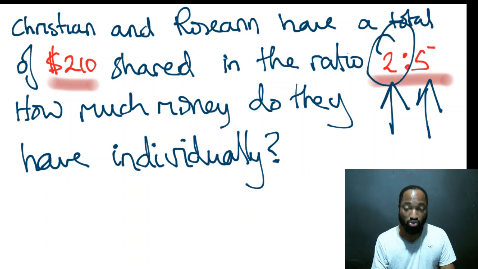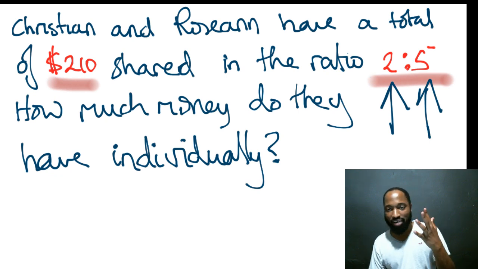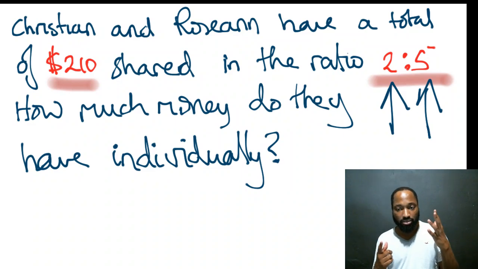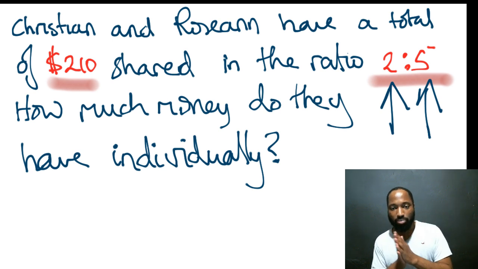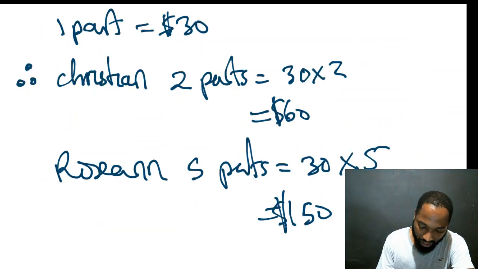And since I know how much 1 part represents, how many parts is Christian getting? He's getting 2 out of the 7, so 2 times the 1 part. The 1 part is 30. So 2 times 30 is 60. She's getting 5 times the 1 part. This is the formula. So 5 times the 1 part will be 150. Okay, let's look at the next question. I'll give you all a chance to figure it out.